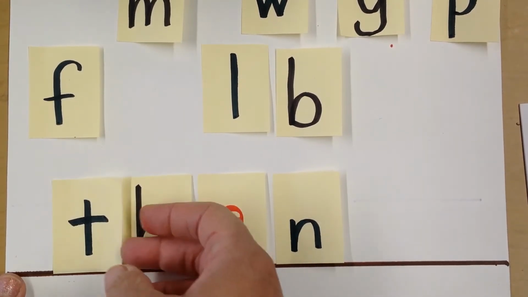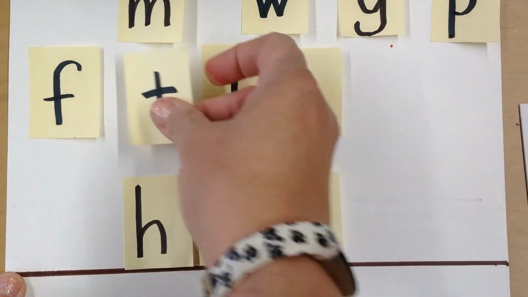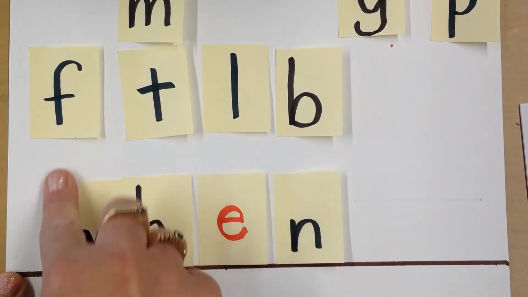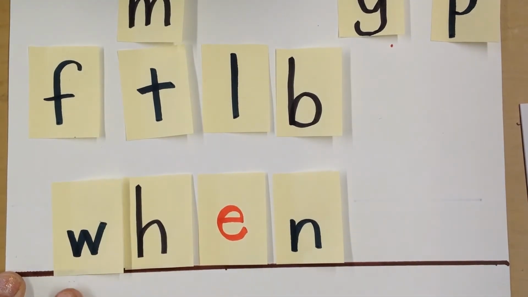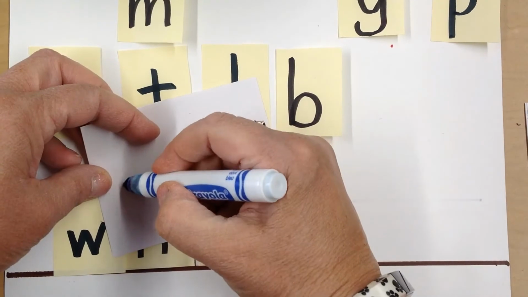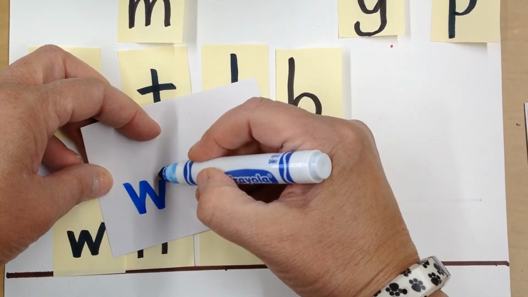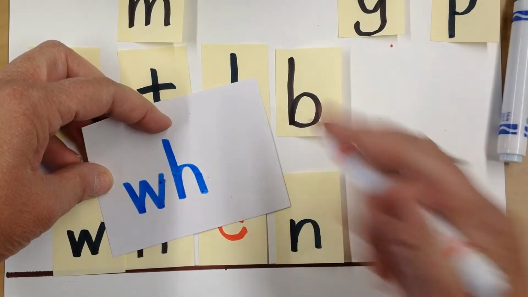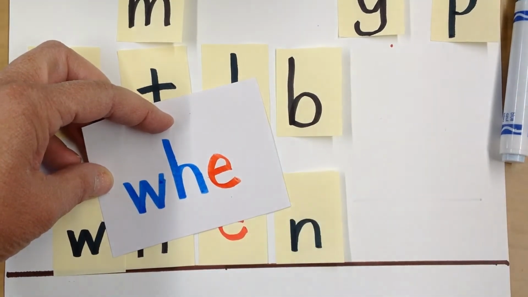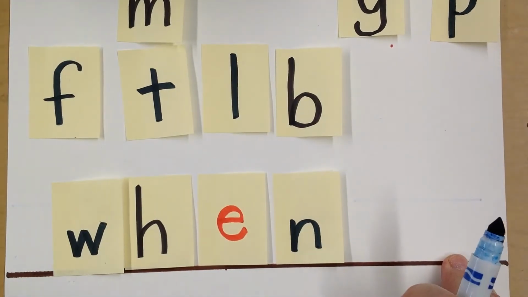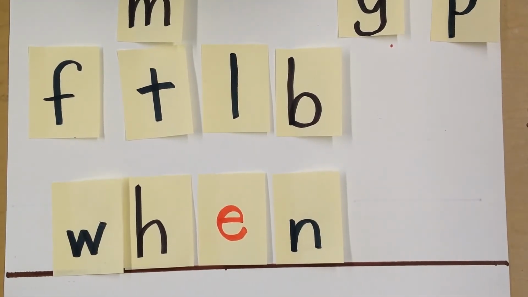When. It's another digraph we don't use as often, but you need your W, and it works with the H to make that sound w. When. So we're going to make our W. Our H is tall. You'll need your E and an N. When. All right. Now the next word is not in the same word family.